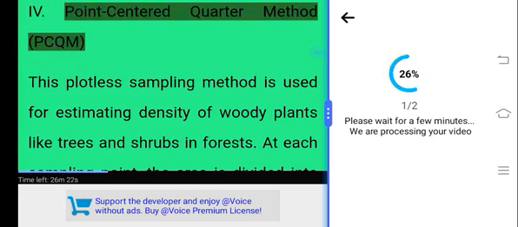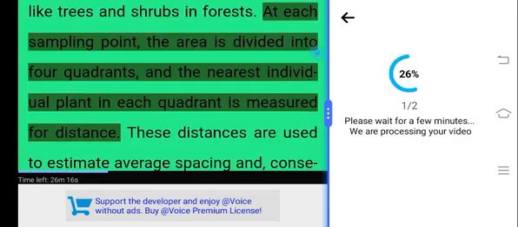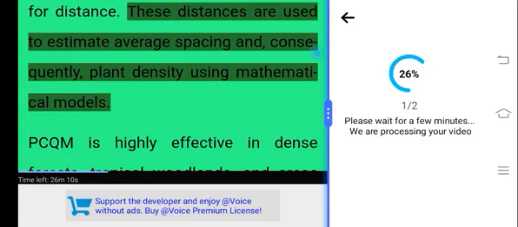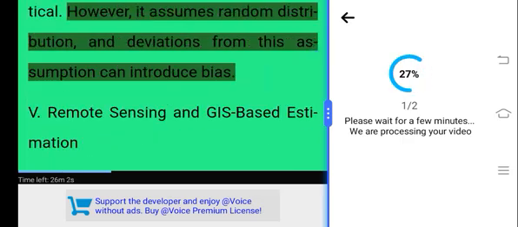4. Point-centered quarter method (PCQM). This plotless sampling method is used for estimating density of woody plants like trees and shrubs in forests. At each sampling point, the area is divided into 4 quadrants, and the nearest individual plant in each quadrant is measured for distance. These distances are used to estimate average spacing and, consequently, plant density using mathematical models. PCQM is highly effective in dense forests, tropical woodlands, and areas where establishing large plots is impractical. However, it assumes random distribution, and deviations from this assumption can introduce bias.